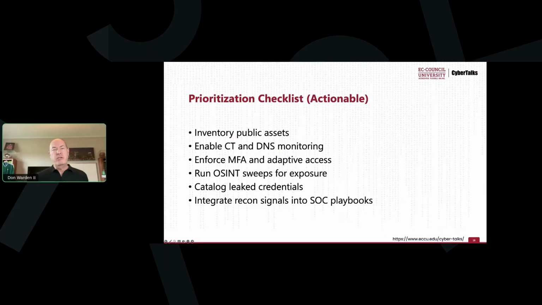So here's a prioritization checklist that you can use. First, you want to go through and inventory your public assets. You want to enable CT and DNS monitoring. They'll allow you to see what's going on. Enforce multi-factor authentication. I cannot say that enough. And your adaptive access that you may have in place. You want to run the OSINT sweeps for any type of exposures. You want to do that frequently.